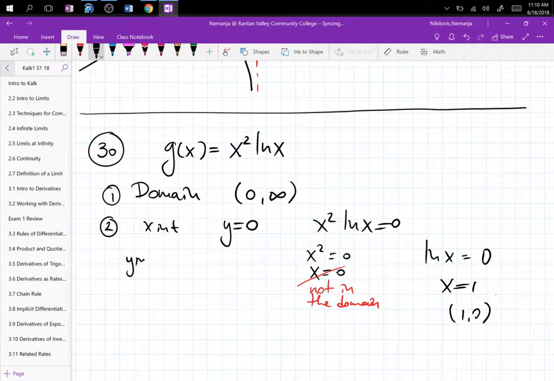Now for the y-intercept, we set x equal to 0, but that's not in the domain. Plus we also know that x equal 0 is the vertical asymptote for ln.